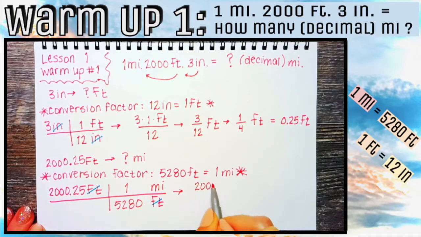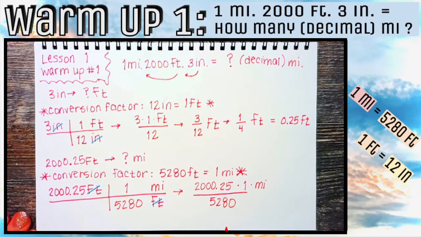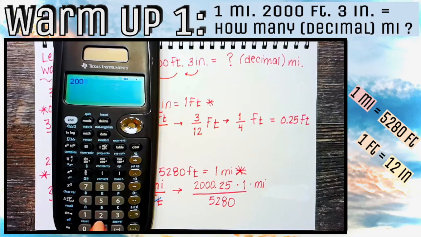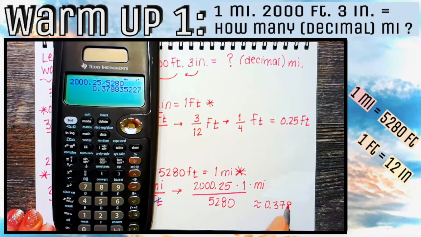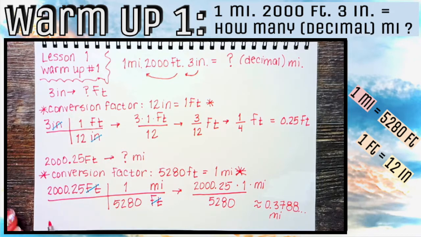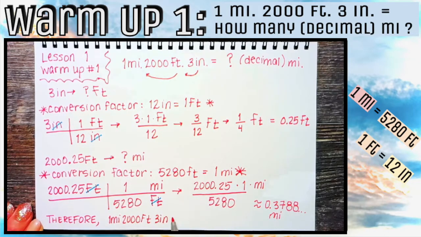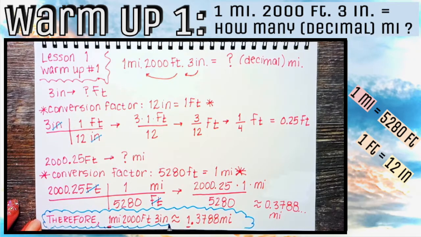We multiply everything that's next to each other and we divide the entire top by the entire bottom. 2,000.25 times 1 times mile over 5,280 feet. We can't do that in our head, so we'll take out our calculator and we see that this is approximately 0.3788 miles. We'll tack that on to the one existing mile. Therefore, 1 mile, 2,000 feet, 3 inches equals 1.3788 miles.